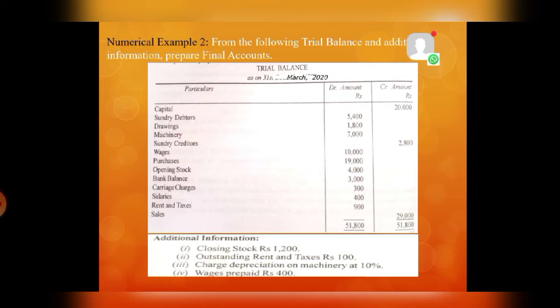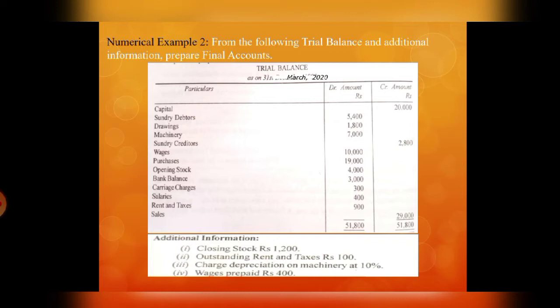So the capital is rupees 20,000, sundry debtors 5,400, drawings 1,800, machinery 7,000, sundry creditors 2,800, wages 10,000, purchases 19,000, opening stock 4,000, bank balance 3,000, carriage charges 300, salaries 400, rent and taxes 900 and sales rupees 29,000. So both the sides of trial balance total is 51,800.